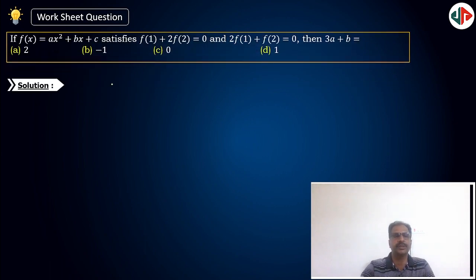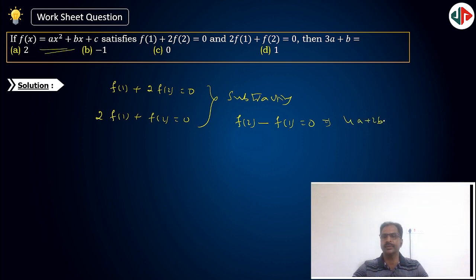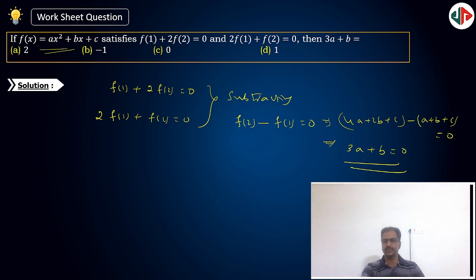Next, f of x is ax square plus bx plus c, satisfying f of 1 plus 2f of 2 is equal to 0, and 2f of 1 plus f of 2 is equal to 0. Then what is 3a plus b? Subtract these two. Subtracting these two, 2f of 2 minus f of 2, and f of 1 minus 2f of 1, gives f of 2 minus f of 1 is equal to 0. What is f of 2? Put x is equal to 2: f of 2 will be 4a plus 2b plus c. F of 1 will be a plus b plus c. Simplify this: 4a minus a, 3a, 2b minus b, c gets cancelled. So 3a plus b is equal to 0, option C.